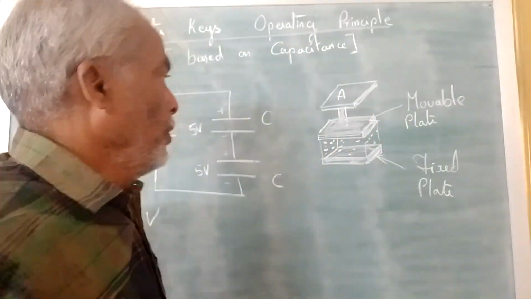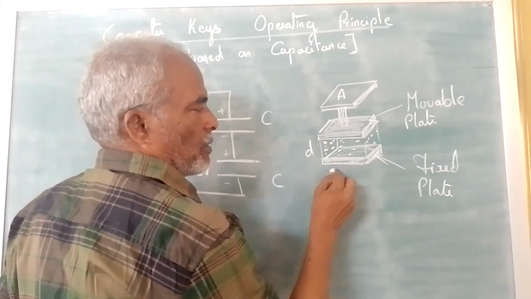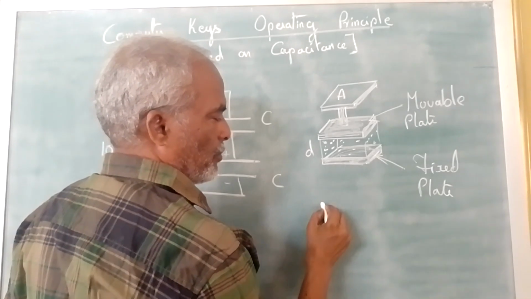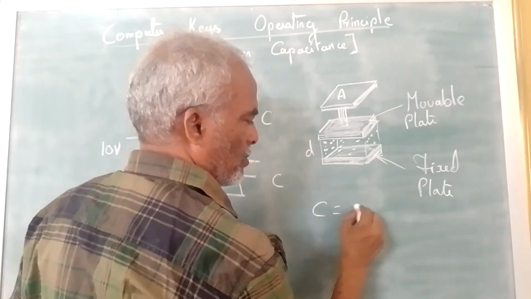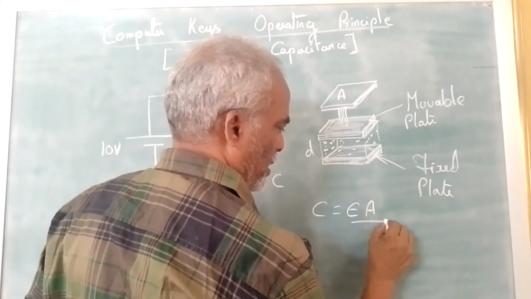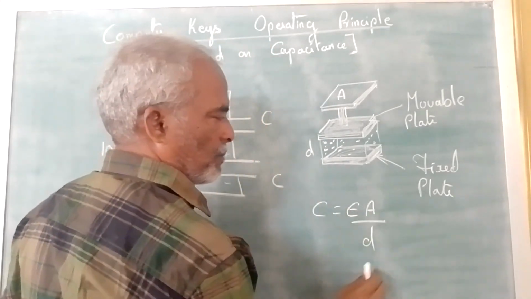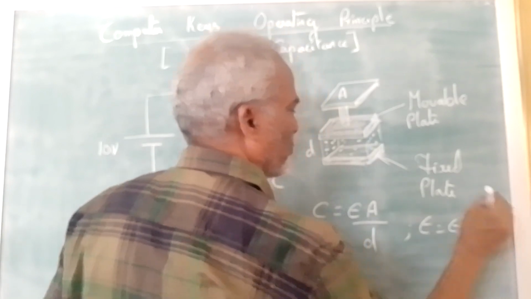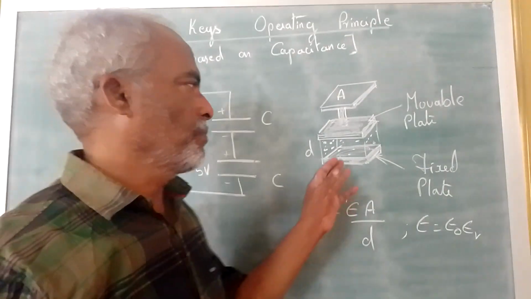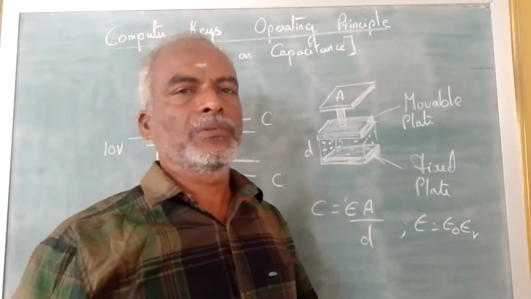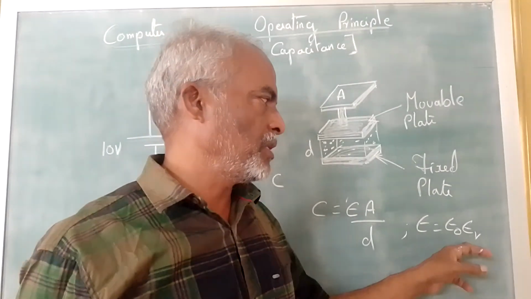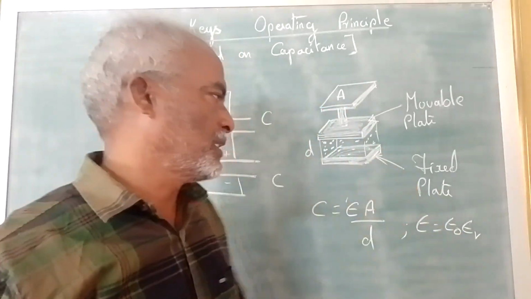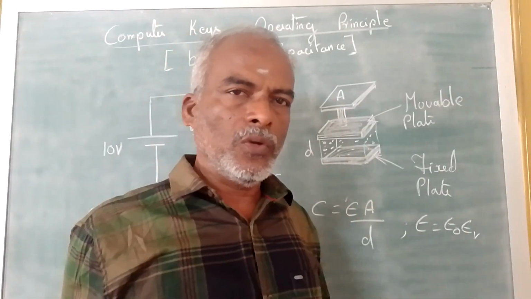So this is the distance between the plates, this is the area of the plates. The principle, we know that C is equal to epsilon A by D. Of course, epsilon is equal to epsilon naught epsilon r, and this is going to be a constant for a particular dielectric. Epsilon naught is the permittivity of free space. Epsilon r is the relative permittivity. Put together for a particular measure, it is a constant. Area of the plate is also constant.